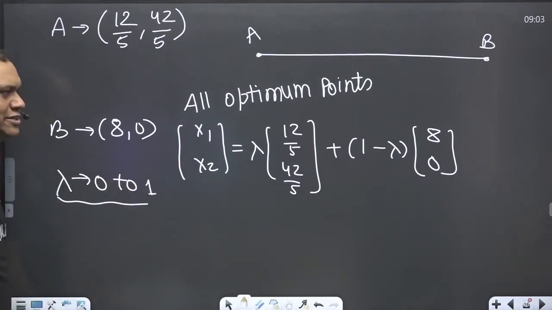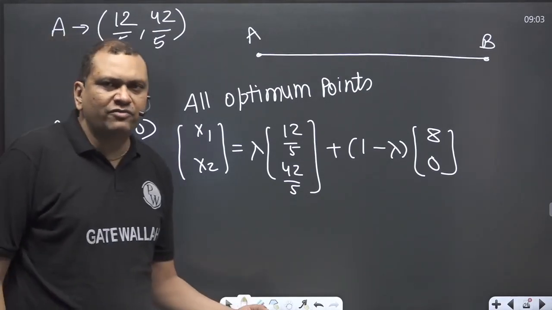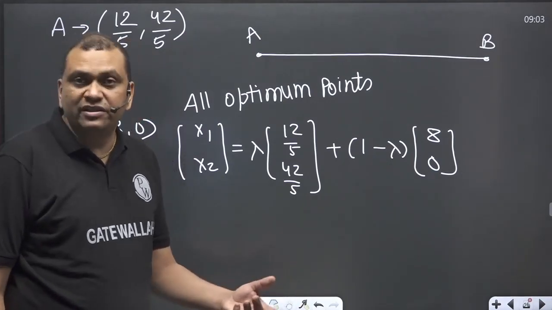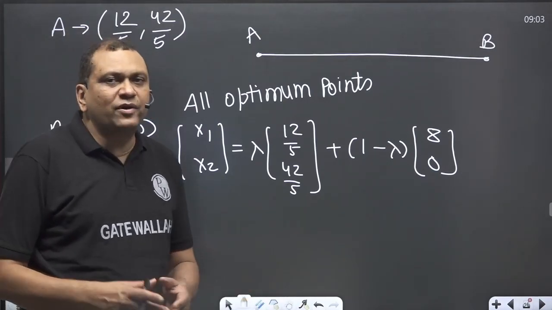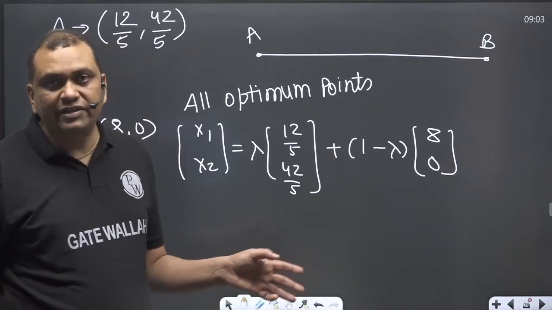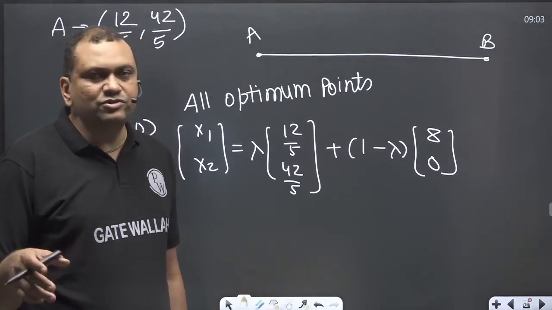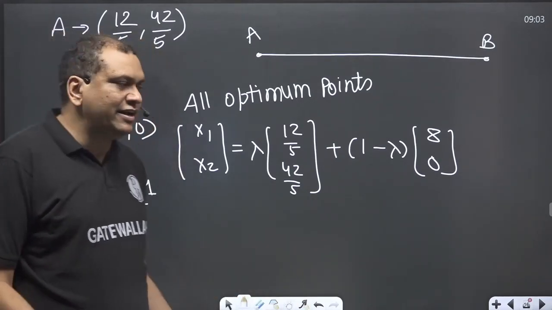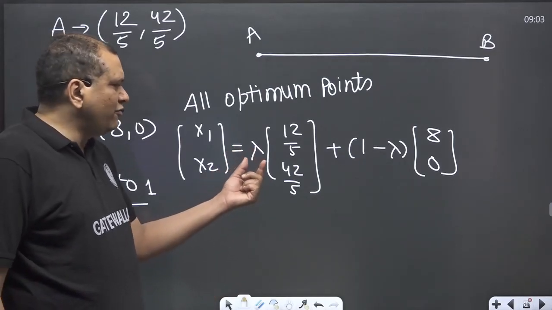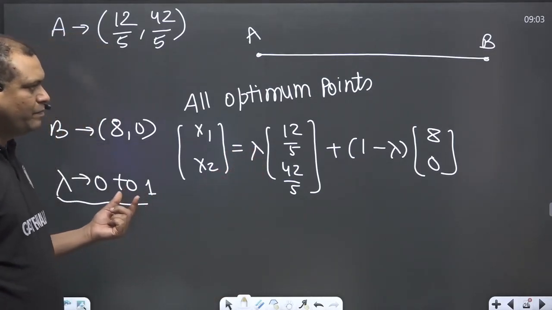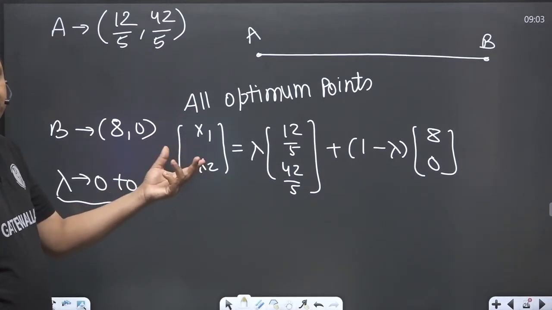Lambda value varies between 0 to 1, meaning at 0.1, 0.11, 0.112, 0.2, 0.3. So how many values are possible between 0 and 1? Infinite. How many values vary between 0 and 5? It is infinite. So any value of lambda between 0 to 1 will give you an optimum solution.